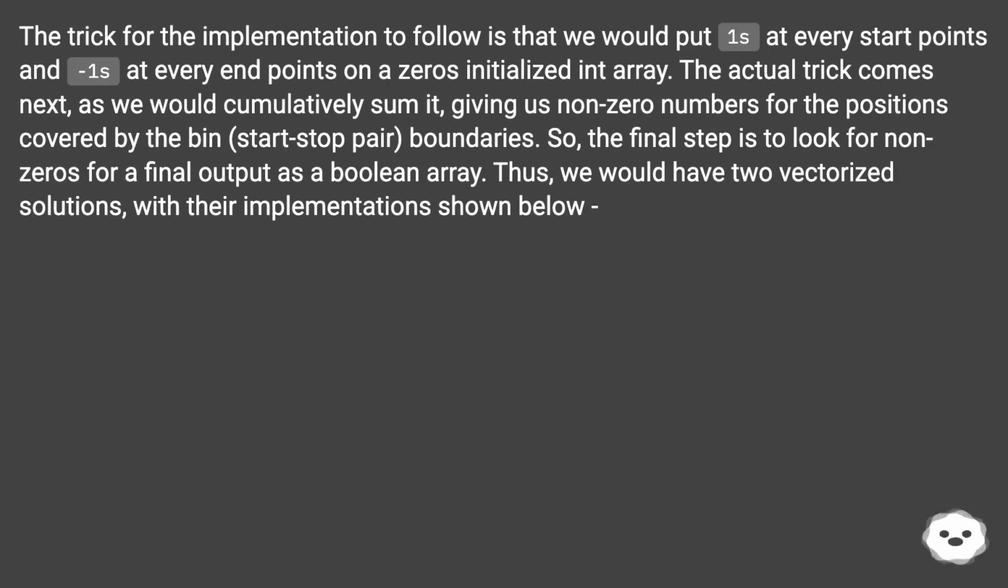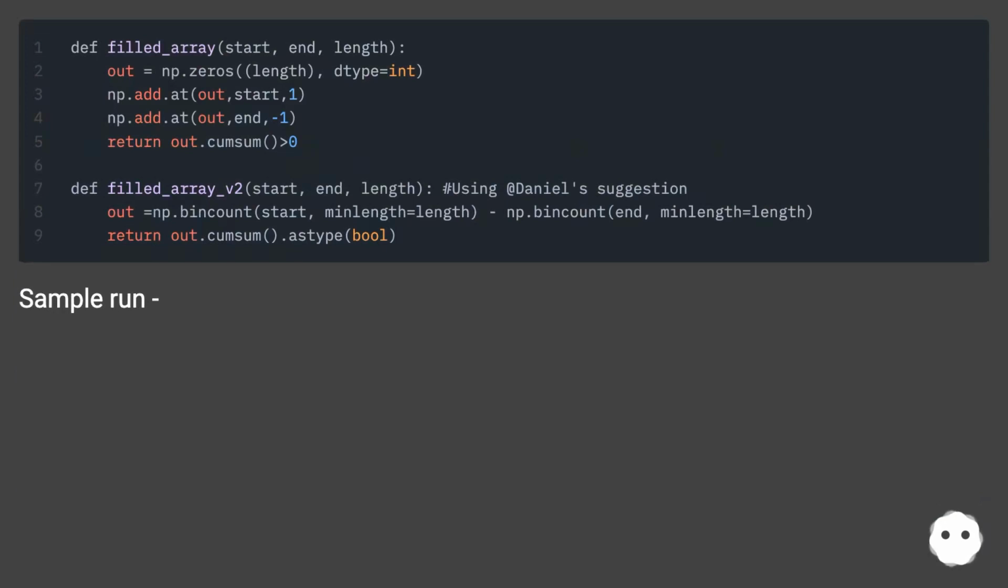The trick for the implementation to follow is that we would put 1s at every start point and 1s at every end point on the zeros-initialized array. The actual trick comes next, as we would cumulatively sum it, giving us non-zero numbers for the positions covered by the bin, the start-stop pair boundaries. So, the final step is to look for non-zeros for a final output as a Boolean array. Thus, we would have 2 vectorized solutions, with their implementations shown below. Sample run.